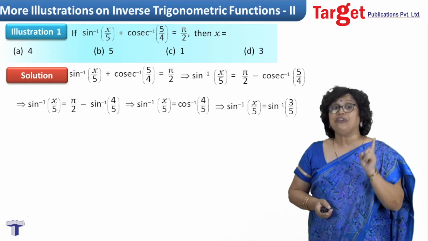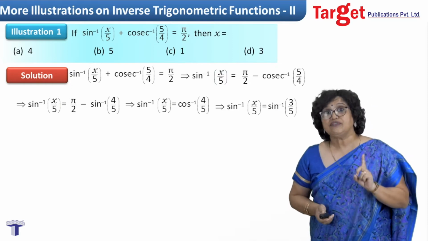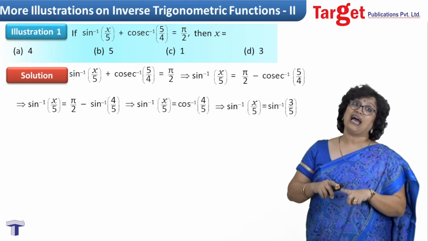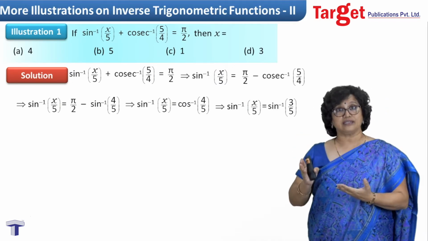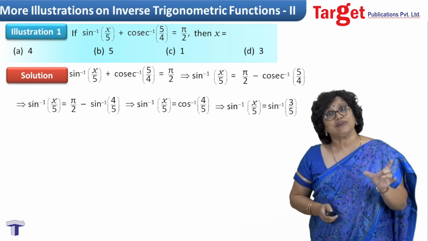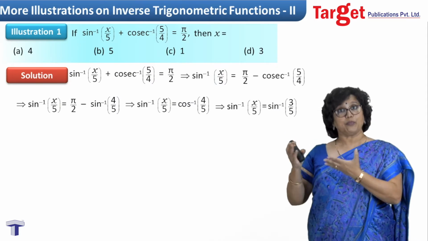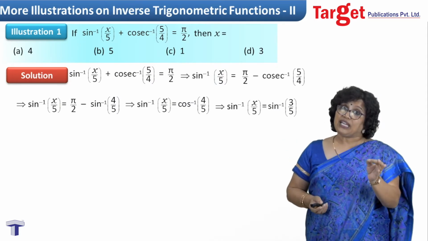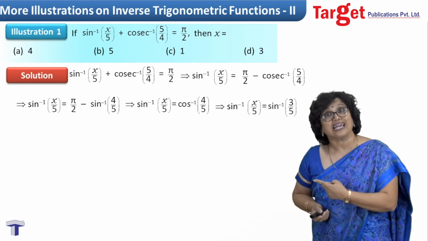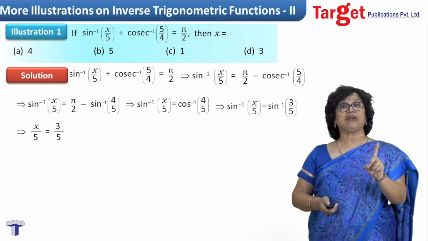But remember, please, we do that because, do you know the reason? Why do we do so? Sine inverse function is an injective function. So no two values of x can have the same value of sine inverse. I hope everyone understands. Injective function means you start with f(x1) equal to f(x2) and you arrive at x1 equal to x2. Now f(x1) equal to f(x2) would surely lead to x1 equal to x2 if f is injective. Here sine inverse function is an injective function and hence I can write x by 5 equal to 3 by 5.